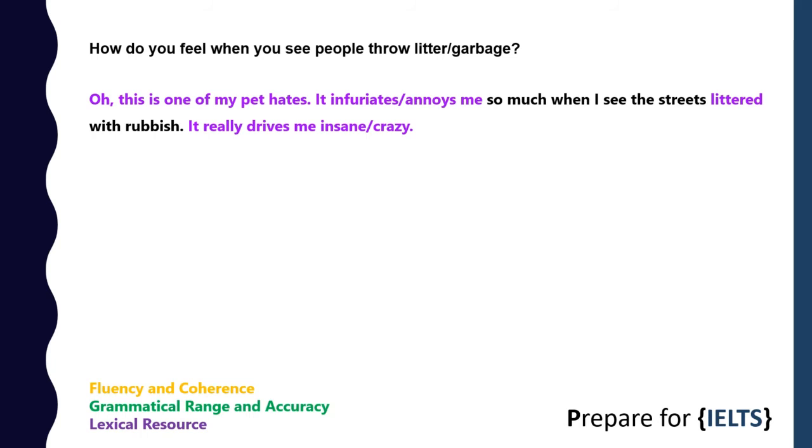It infuriates me. This means it annoys you. It's slightly stronger than annoy, but it's quite difficult to say. So if you struggle with pronouncing infuriate, then use annoy. It infuriates me. It annoys me. When I see the streets littered with, to litter is a verb. Litter is also a noun. So we can say the streets littered with rubbish. It really drives me insane.